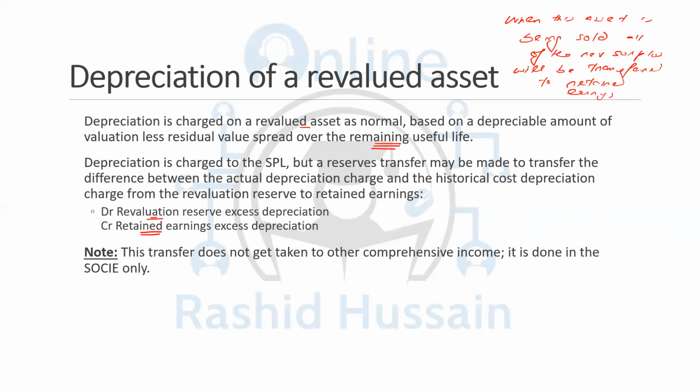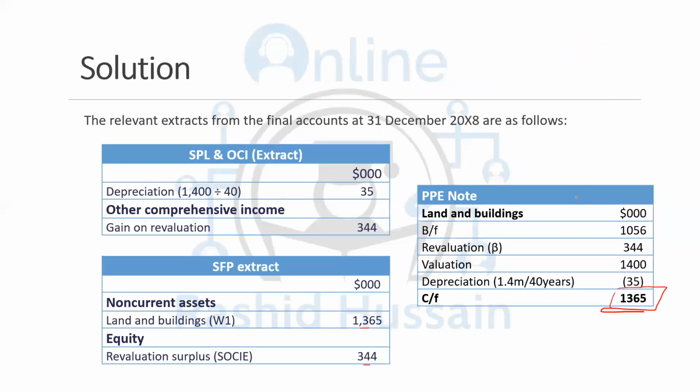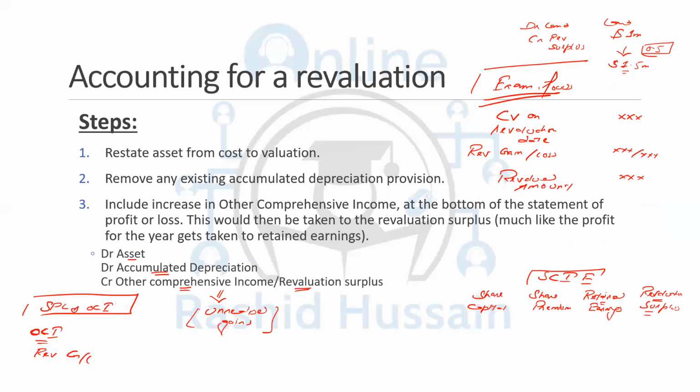Revaluation surplus has a credit nature. So when you are reducing it, it is going to be debit. Retained earnings has a credit nature. So when you are crediting it, it is increasing. So basically what you are doing in the statement of changes in equity, let me just show you where I've explained the statement of changes in equity.